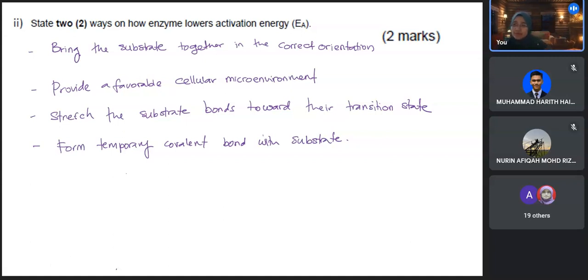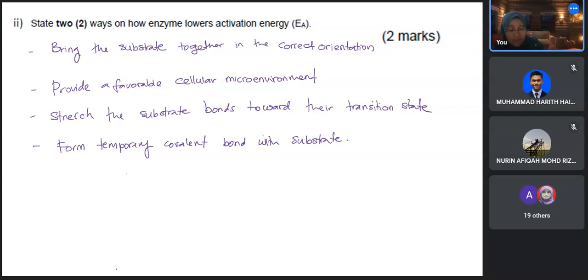Okay, so for question number 2, it says here state 2 ways on how enzyme lowers activation energy. So this is straight away from your notes. You have to memorize like this, right? This is how enzyme works on lowering the activation energy. First, it brings the substrate together in the correct orientation. Second, it provides a favorable cellular microenvironment. Third, it stretches the substrate bonds towards the transition state. And the last one, it forms temporary covalent bond with the substrate.